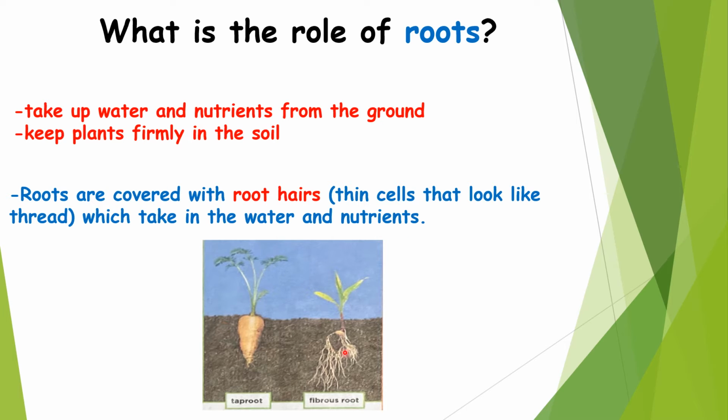And we have 2 kinds of roots, the taproot and the fibrous root. The taproot, for example, the carrot, the radish. We eat actually this part of the carrot, which is the root. Whereas other kinds of plants have fibrous roots like the grasses.